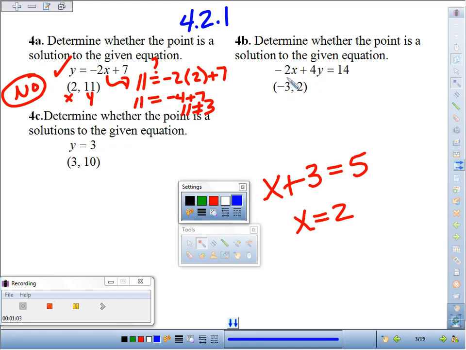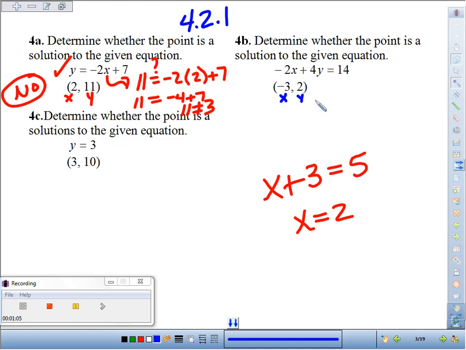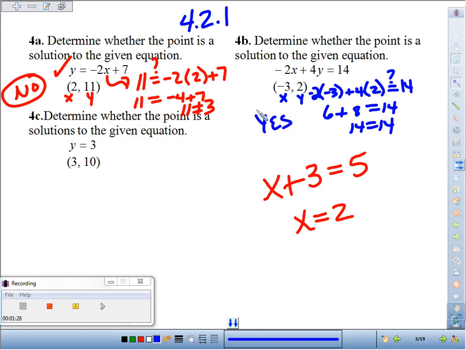In 4b, if we substitute negative 3 for x and 2 for y, we get negative 2 times x, which is negative 3, plus 4 times the y value, which is 2. We want to know, does that equal 14? Because if it does, then it makes the equation true and we have a solution. So negative 2 times negative 3 is a positive 6, plus 4 times 2 is 8. And does that equal 14? Yes, 14 equals 14. So 4b, we'd say, yes, it's a solution.